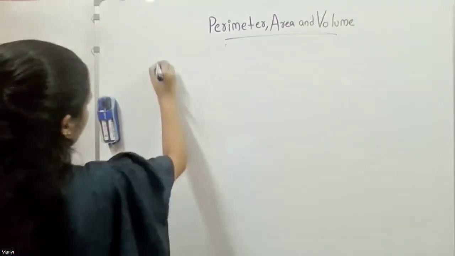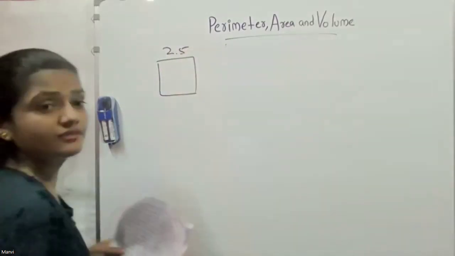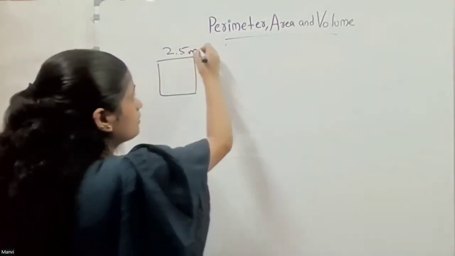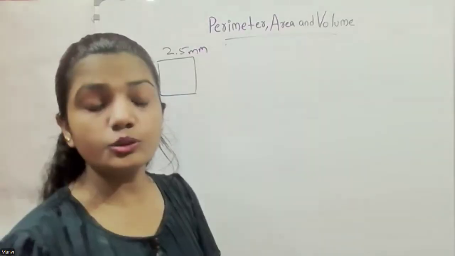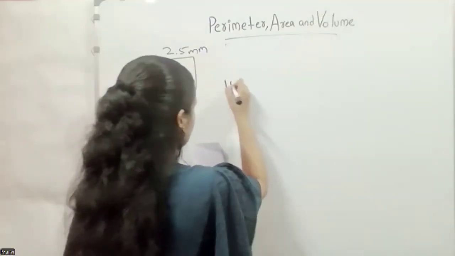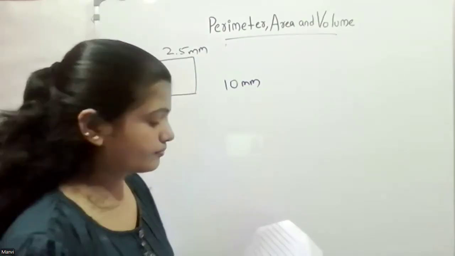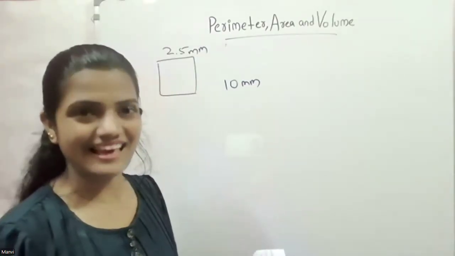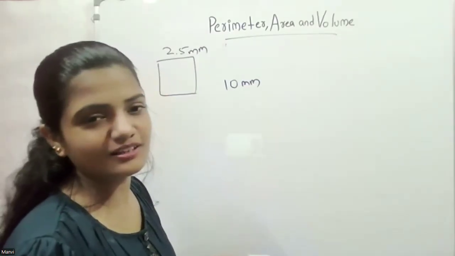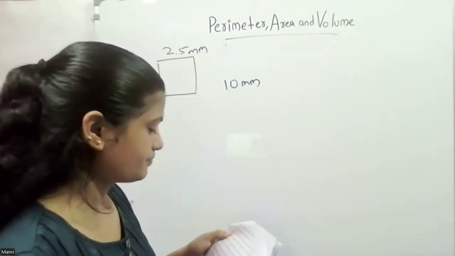We have one square. Is it 10? Just 10. The side length is 2.5, so the perimeter is 10 millimeter. Okay, and do it wisely. Put the unit very wisely. What is the unit? It is 10 millimeter, which would be 1 centimeter. But the question didn't ask to change the unit. So whatever unit they give you, you can write in the same unit.